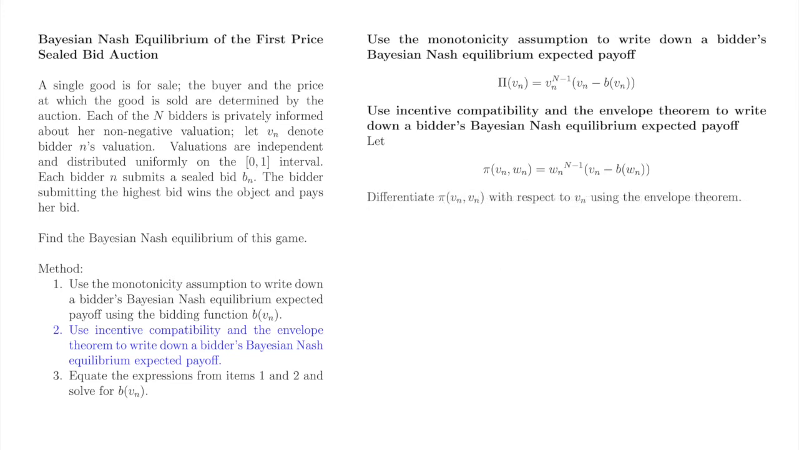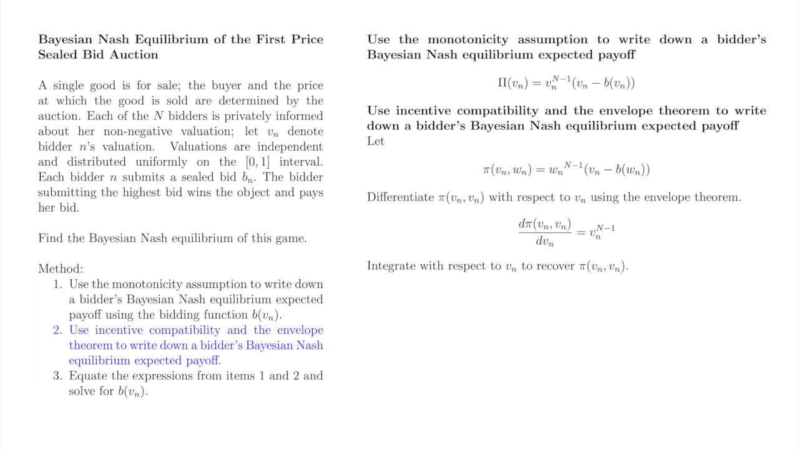So, incentive compatibility assumption made, we'll differentiate using the envelope theorem. Here again is the conclusion of the envelope theorem that we'll use to differentiate little pi of Vn. Wn to the n-1 is a constant with respect to Vn, so leave it alone. The derivative of Vn minus b of Wn with respect to Vn is 1. Evaluating at Wn equals Vn gives Vn to the n-1. The derivative of little pi of Vn is Vn to the n-1. Now, this expression is useful because it is the derivative of the indirect utility function.